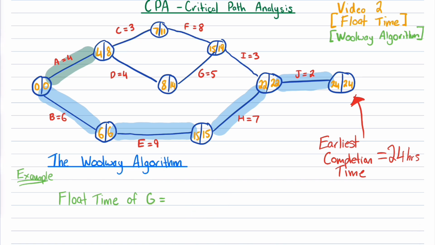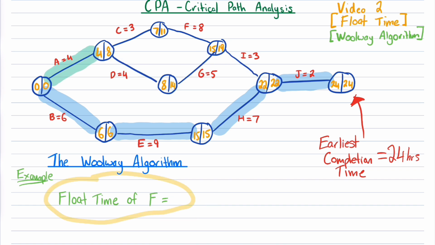Let's do it for activity G. If I want to include activity G, I've got to go through A, then D, then now G. So G is now being included in the second best critical path. Then I've got to go through I and then through J. So if I add up all of those edges, we've got 4 plus 4 is 8, plus 5 is 13, plus 3 is 16, plus 2 is 18. So 24 take away 18 would give me 6. So activity G has a float time of 6 hours, meaning activity G can lag by, say, 5 hours, and it's not going to impact how long it takes to complete this entire activity.